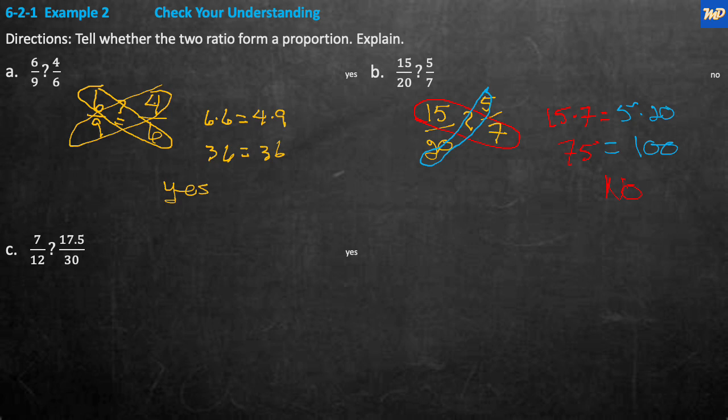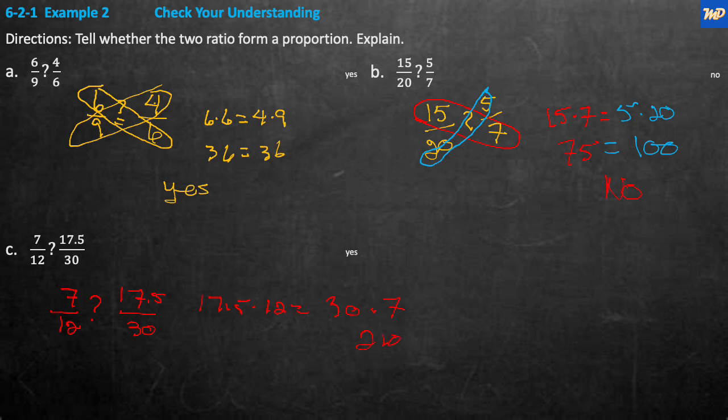Let's go to problem C. So we're going to say 7 over 12. Does that equal, I'll put a little question mark there, 17 and a half divided by 30. Well, that's an interesting problem here. But in order to do this, we're going to say 17 and a half times 12. Is that equal to 30 times 7? Well, 30 times 7 is 210.